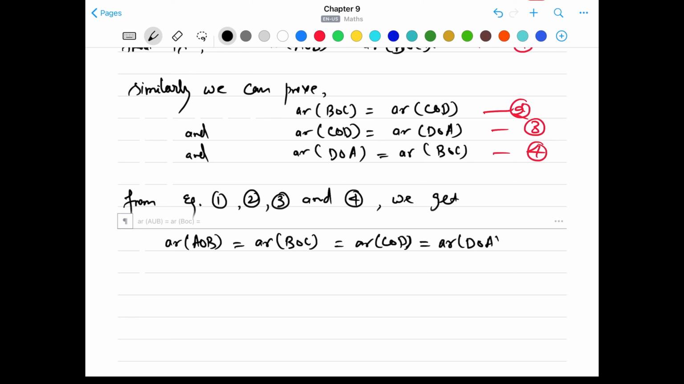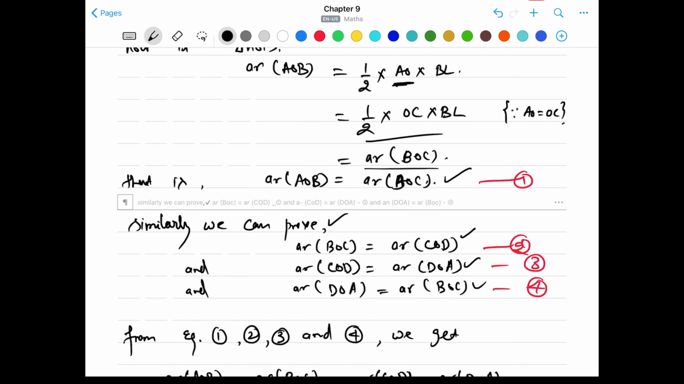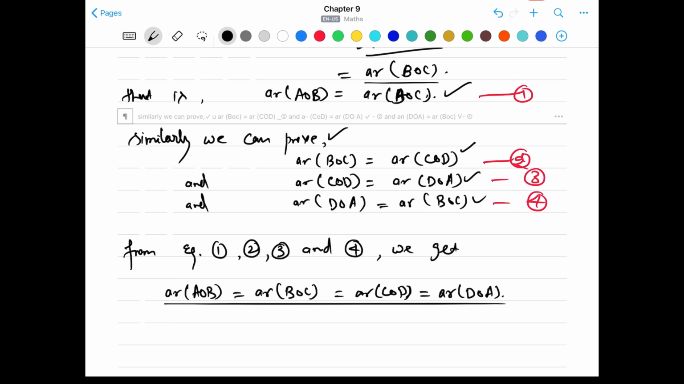So what we did here is, we started with two triangles and proved that their areas are equal. Similarly we can prove that the areas of the other pairs are equal, so instead of showing the steps again we write that similarly we can prove the other cases. From equations 1, 2, 3, and 4 we get that the area of all four triangles is equal, and this is what we are asked to prove here.